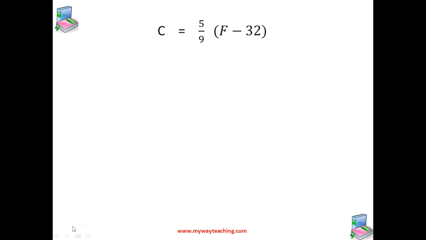You can see here how the Celsius scale is related to the Fahrenheit scale. So C is equal to 5 by 9 (F minus 32). Using this you can convert Celsius to Fahrenheit or Fahrenheit to Celsius. Either way it is possible.